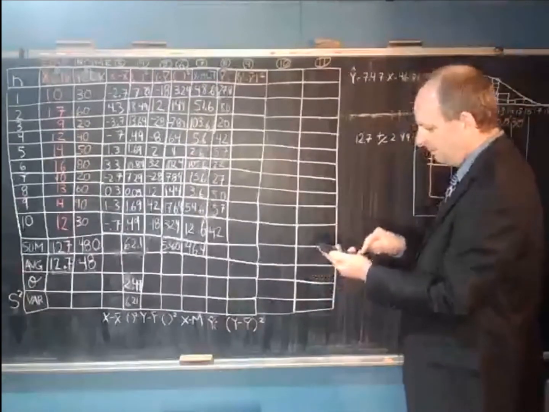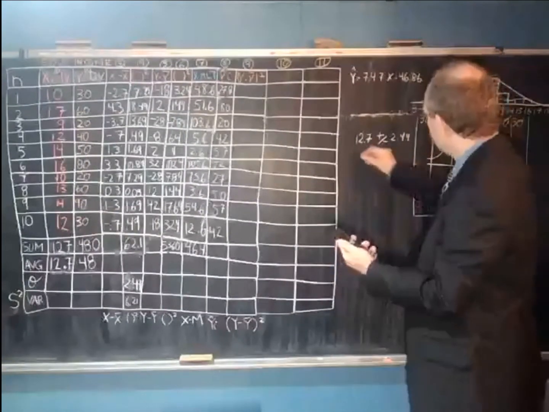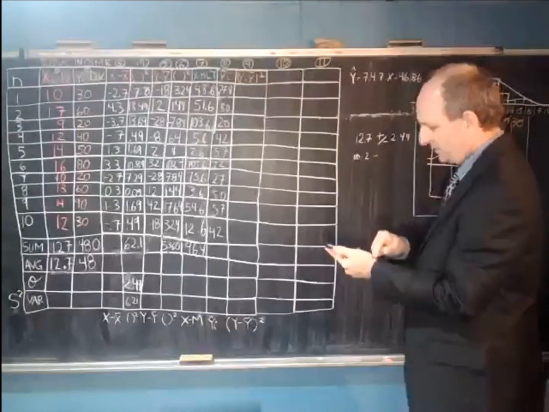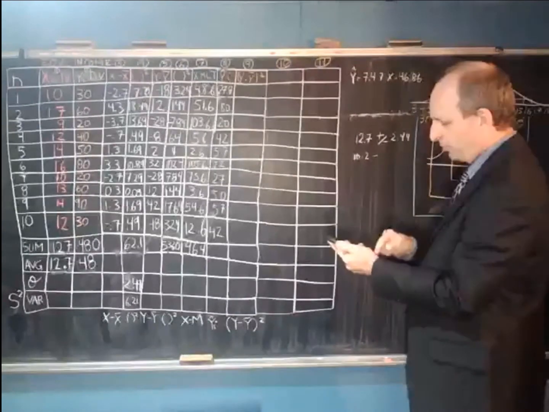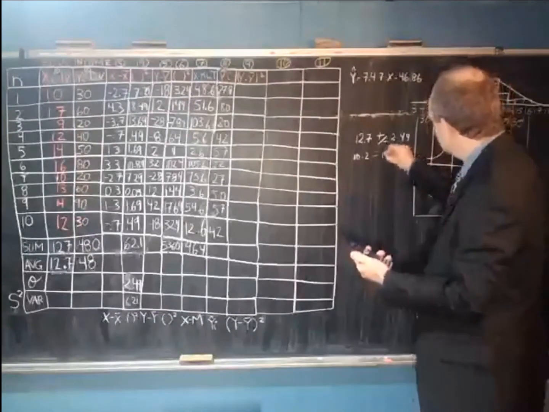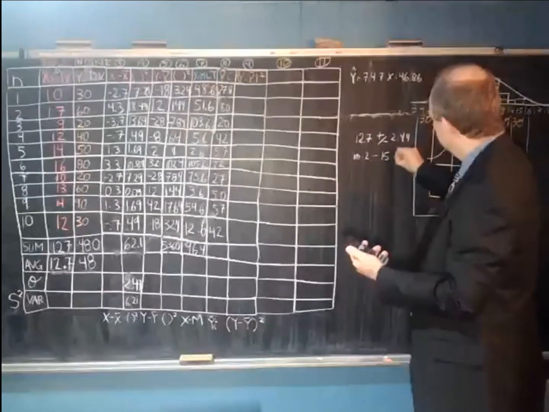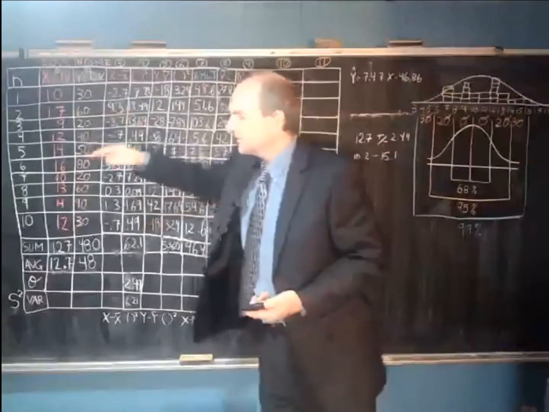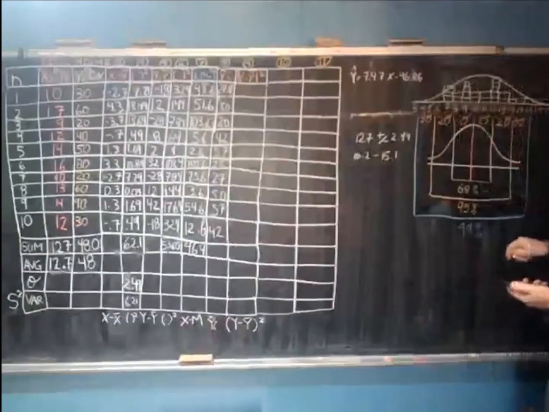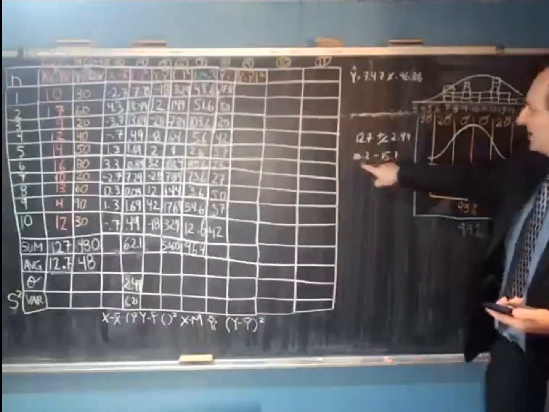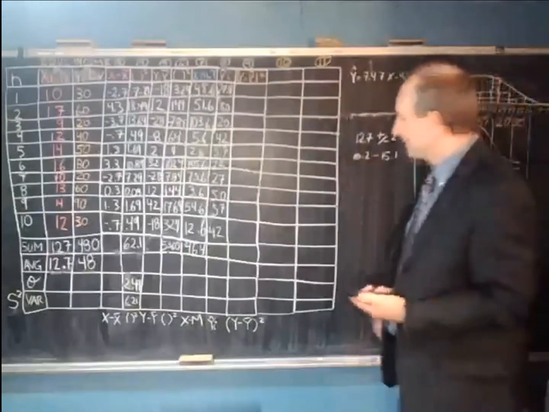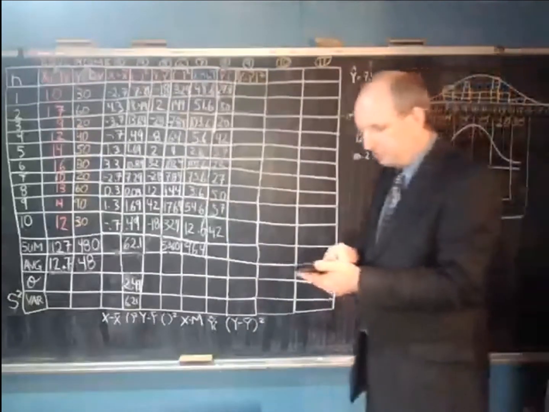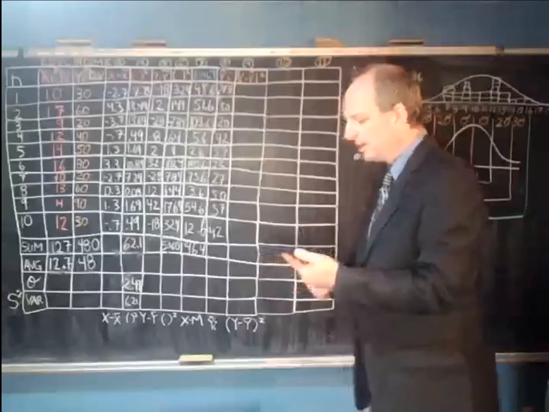12.7 minus 2.49 is going to be 10.2. 12.7 plus 2.49 is equal to 15.1. So 68% of people on this list and in the general population will be in school between 10.2 and 15.1 years. And we can extend this to 2 standard deviations. All we have to do is multiply 2.49 by 2. 2.49 times 2 is equal to 4.98.